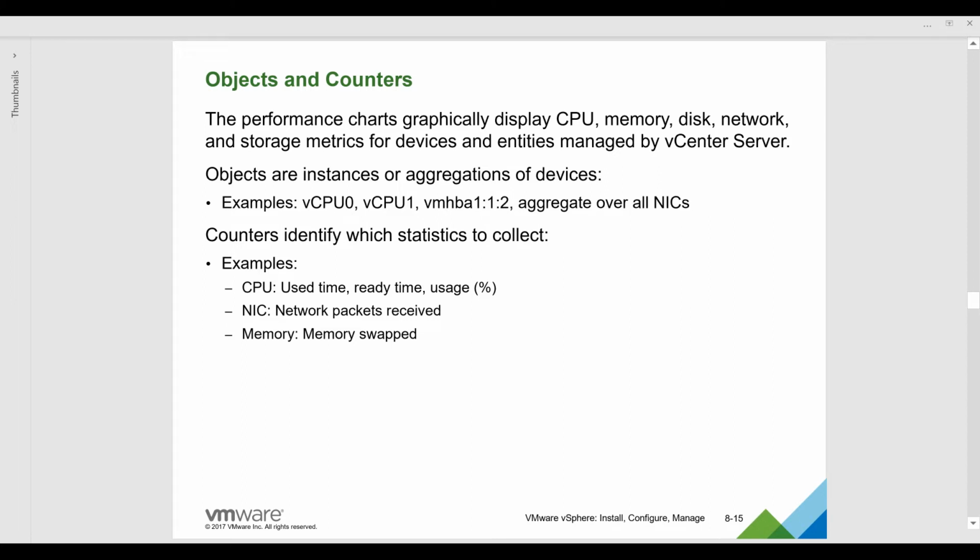The performance charts graphically display CPU, memory, disk, network, and storage metrics for devices and objects managed by vCenter. The objects are instances or aggregations of devices. Examples of that: you can do the CPUs. In this example, vmhba1, so you can do a host bus adapter, or you can aggregate it over all the NICs.